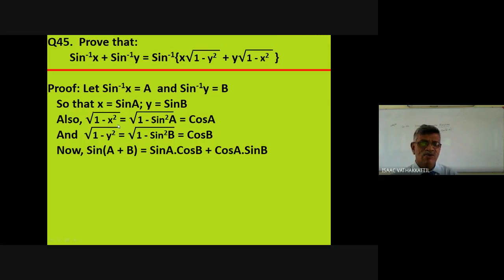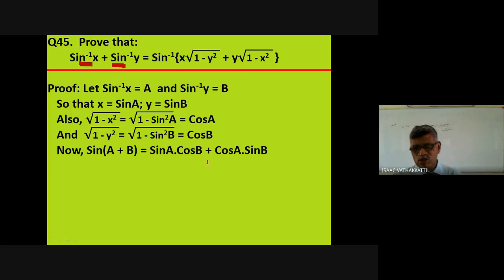Well, we have sine(A plus B), because what we need to prove is A plus B, where sine inverse x is equal to A and sine inverse y is equal to B. So what we need to prove is that A plus B equals sine inverse of something. So we apply sine to A plus B first. So what is sine(A plus B)?